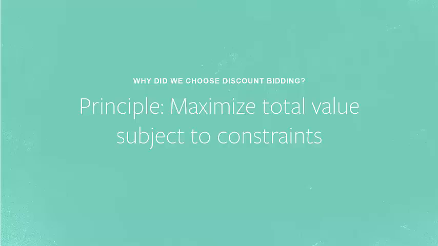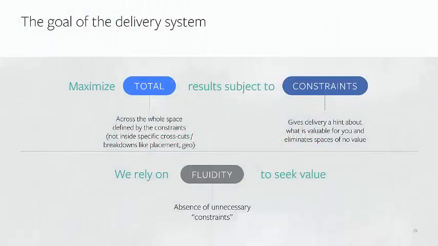subject to advertiser constraints. More specifically, we try to maximize total advertiser results driven by an ad set, subject to constraints like bid, budget, schedule, targeting, or placement. These constraints should give the delivery system the clues as to what's valuable to you and eliminate the spaces where you find no value at all. For example, if you're an advertiser selling alcoholic beverages, people below a minimal drinking age in your location probably have no value to you, so you set your targeting to exclude those people, which makes sense.